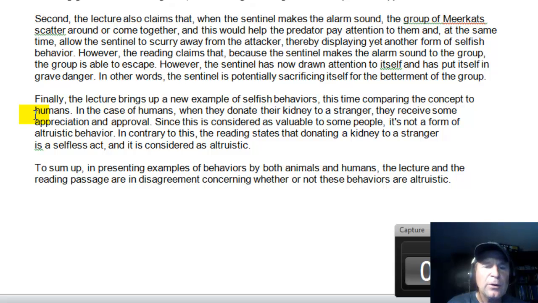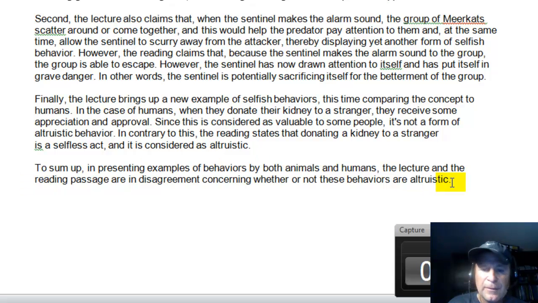In the case of humans, when they donate their kidney to a stranger, they receive some appreciation and approval. Since this is considered valuable to some people, it's not a form of altruistic behavior. In contrast, the reading states that donating a kidney to a stranger is a selfless act, and it is considered altruistic. To sum up, in presenting examples of behaviors by both animals and humans, the lecture and the reading passage are in disagreement concerning whether or not these behaviors are altruistic.